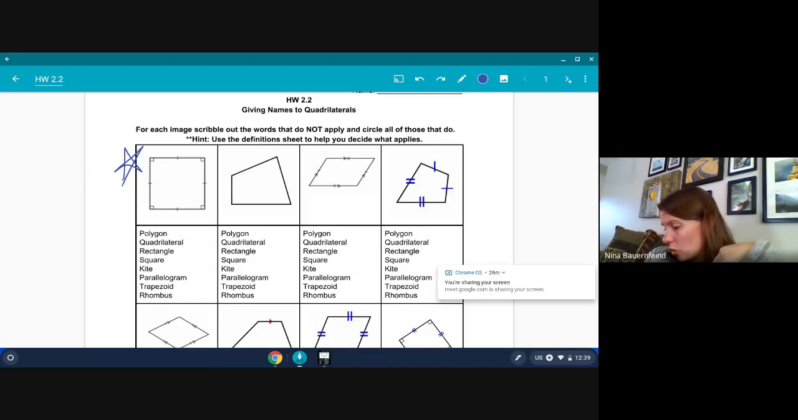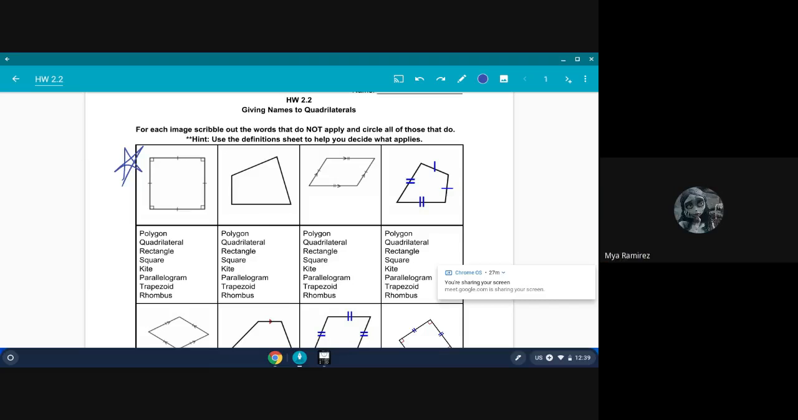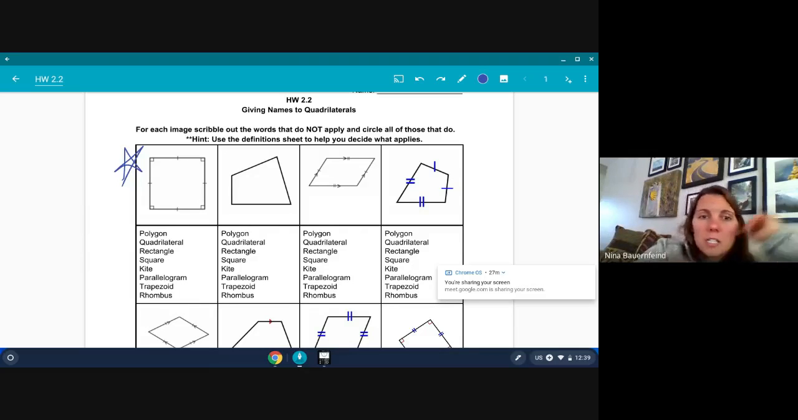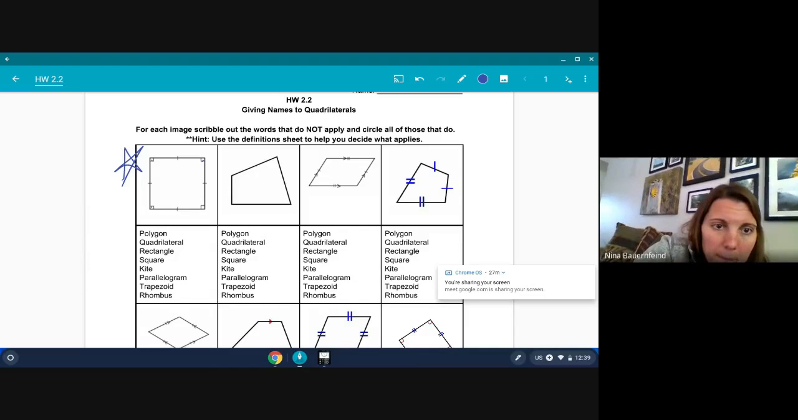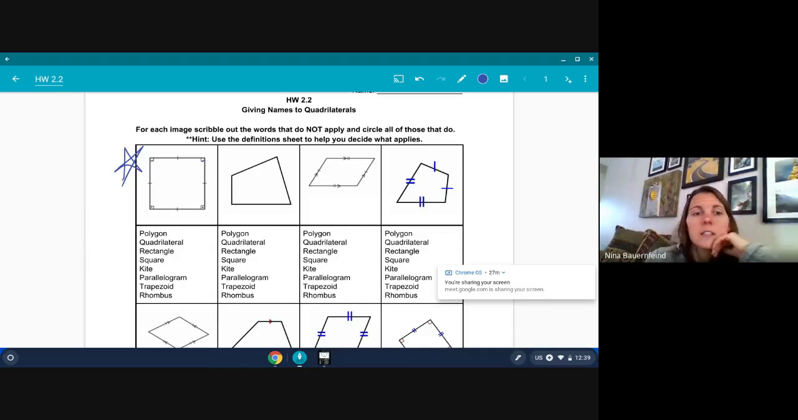Rectangle. So with a rectangle, does it have four right angles? Yes or no? Yep. Because it's got boop, boop, boop, boop, those in the corners. So yes. A square is four right angles and four equal sides. Is it a square? Yes. How about a kite? Is it a kite where it has two shorts and two long? No. So we'll scribble that out.